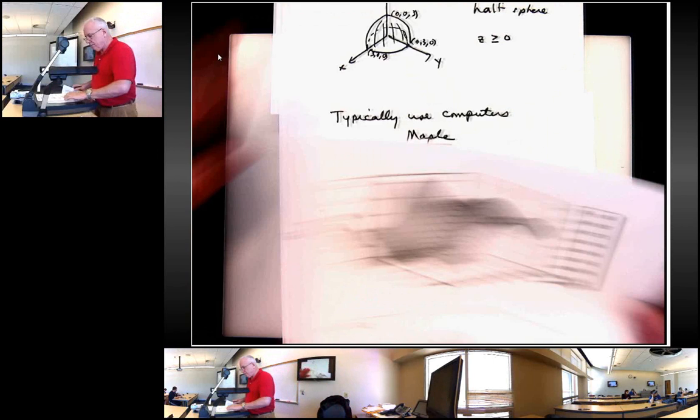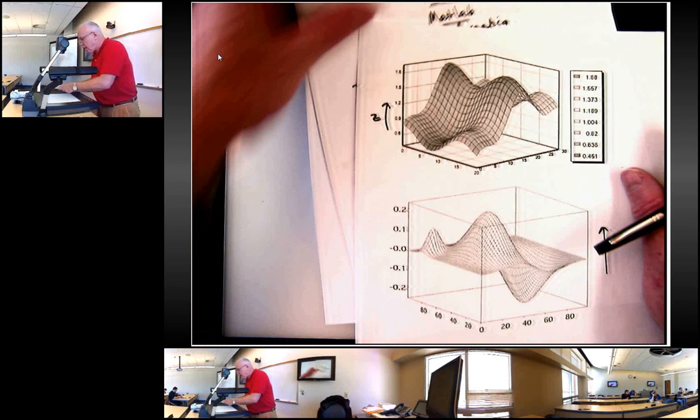Now, there's one way of graphing 3-dimensional curves which is, shall we say, 2-dimensional friendly. And those are if we use level curves.